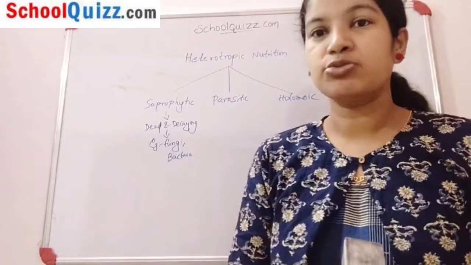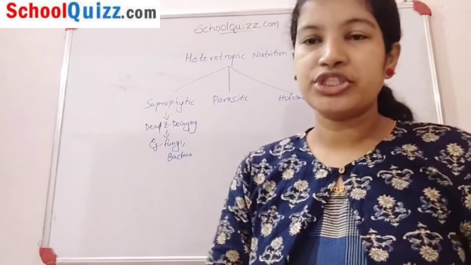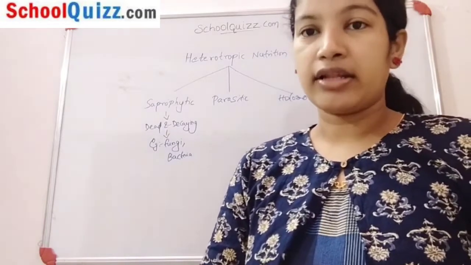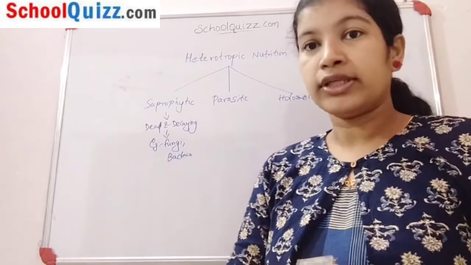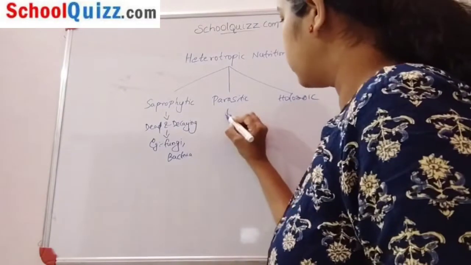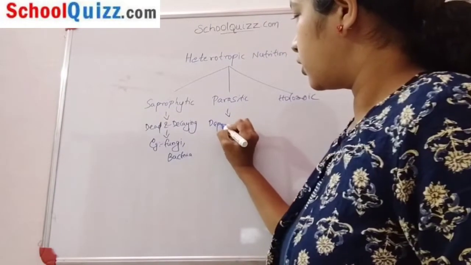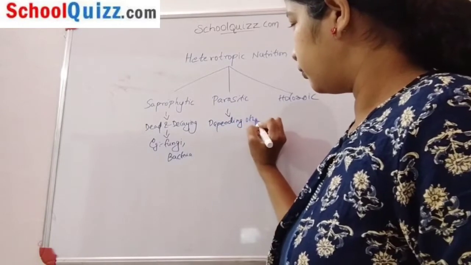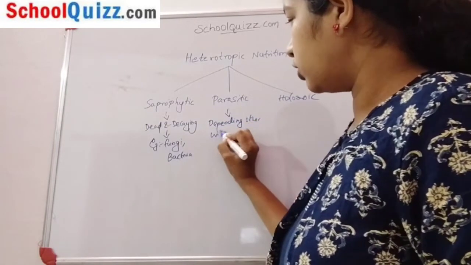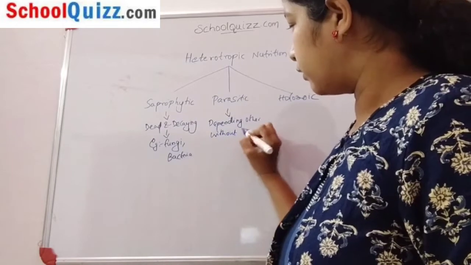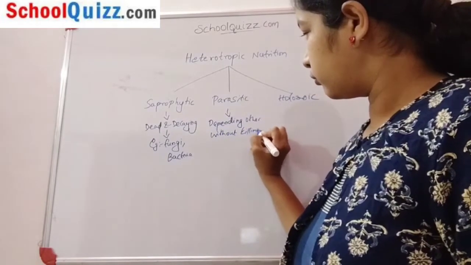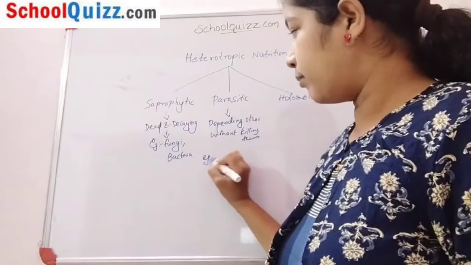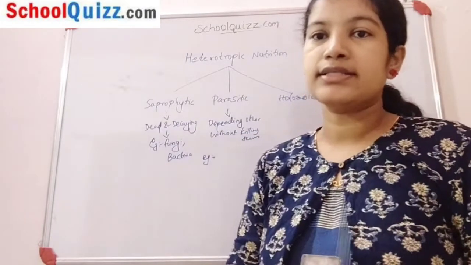In parasitic nutrition, the mode of nutrition is one in which the food is obtained by depending on other organisms without killing them. For example, lice and tapeworm.